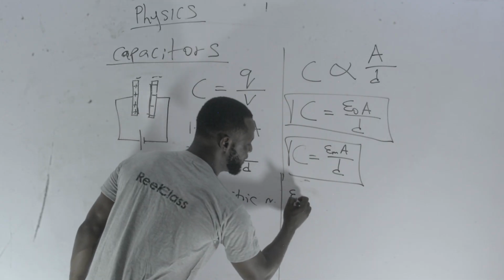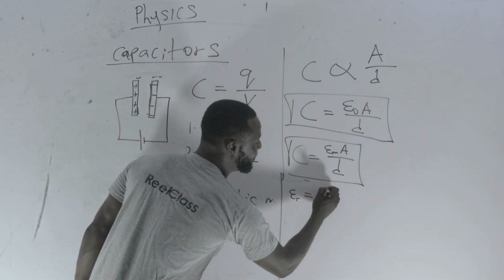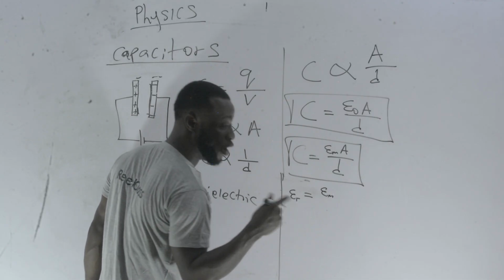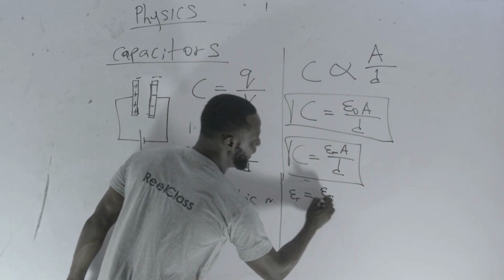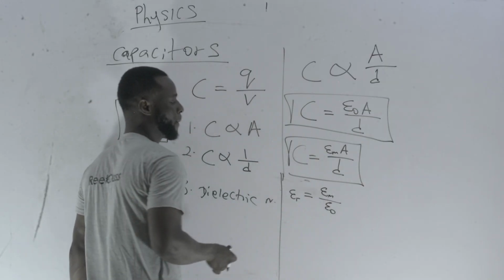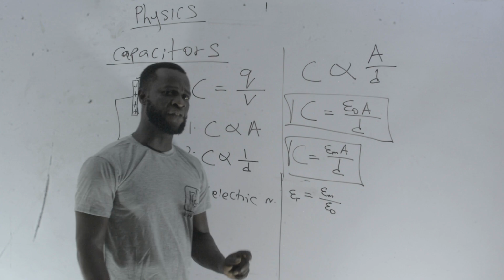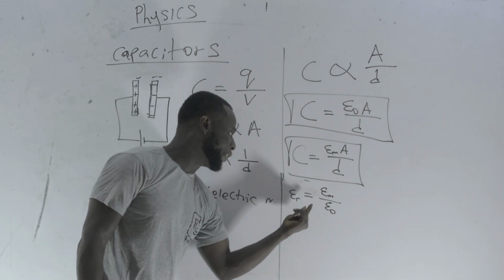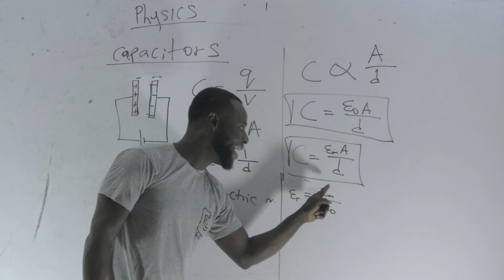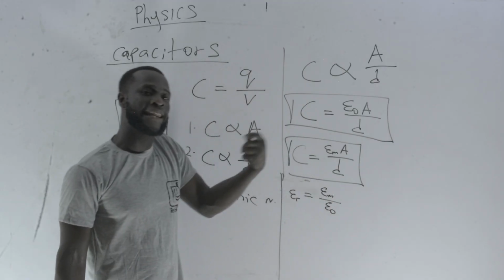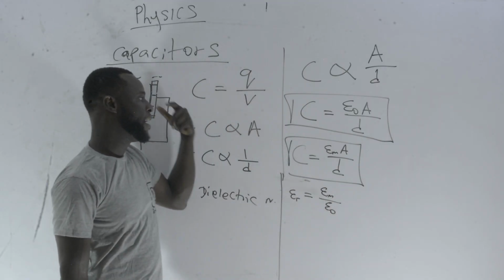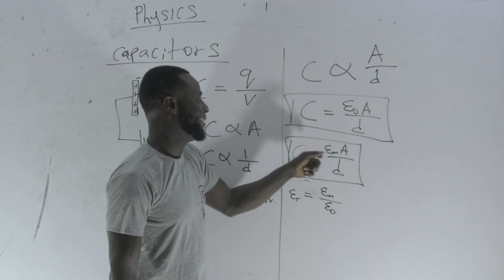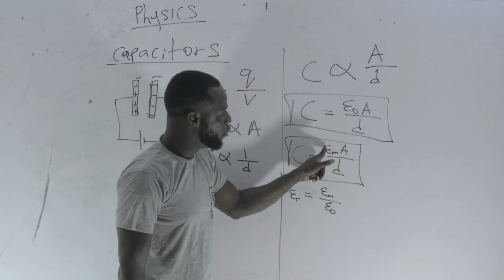And relative permittivity is equal to the permittivity of the dielectric material, the permittivity of the medium, divided by the permittivity of free space. In most questions, they will give you the relative permittivity and the permittivity of free space, and then they will say that the dielectric material is inserted between the plates. If I'm going to use anything that looks like this, I'm going to be using this one, but this one was not given.